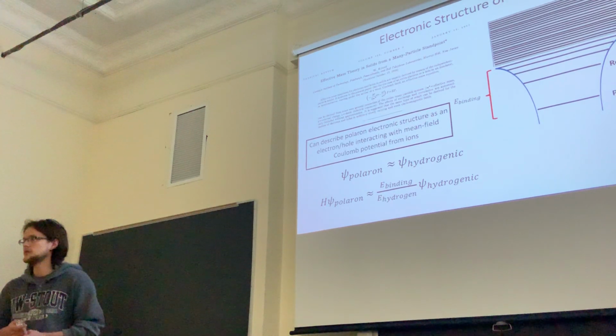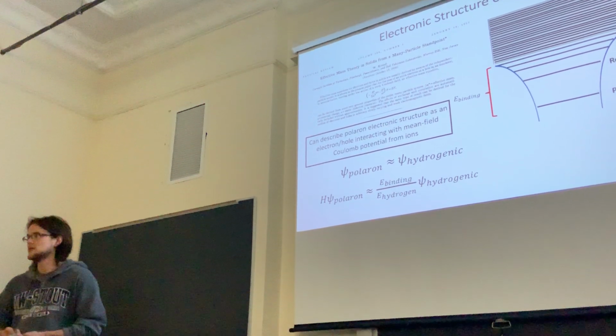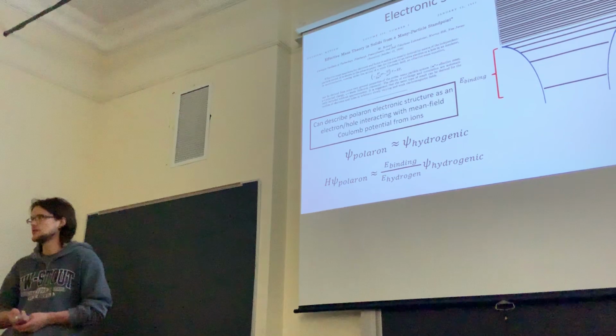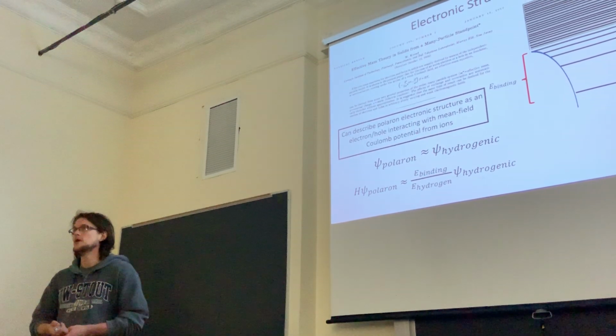What is the hole in the box? Can you describe polaron electronic structure as an electron hole interacting? So is the hole the polarized charge of the surrounding atoms? Is this how we should think about this?